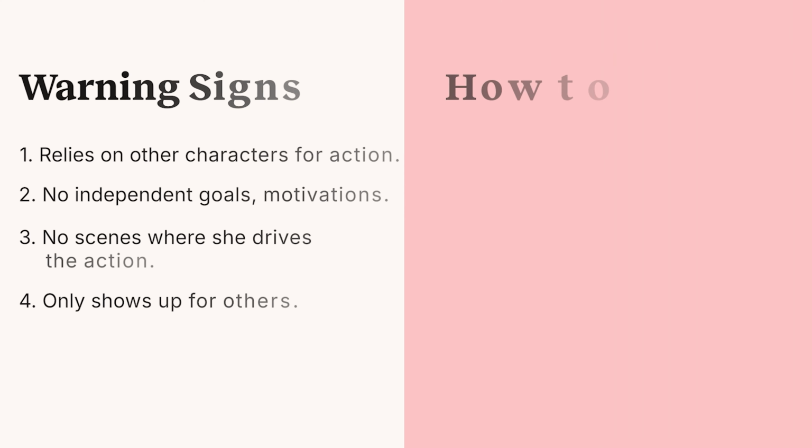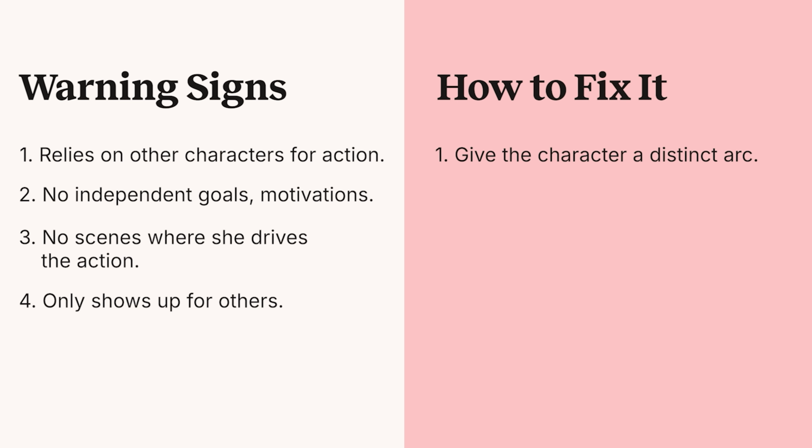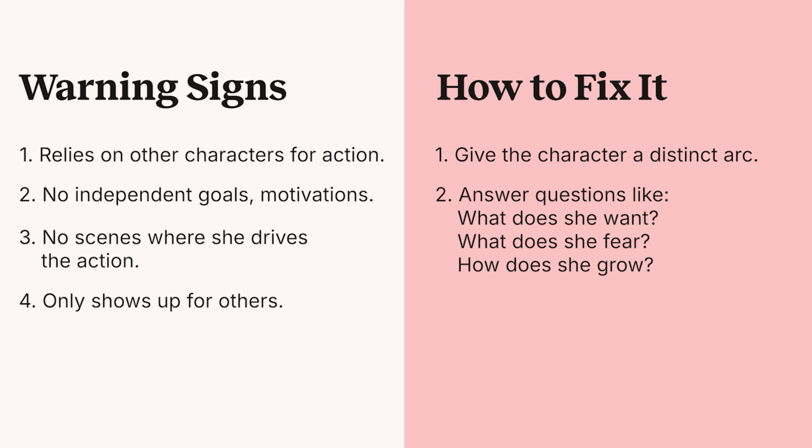If you have made this mistake, here's how to fix it. First, give the female character a distinct arc, a place where she starts and a place where she ends. Next, answer these questions. What does she want? What does she fear? And how does she grow?